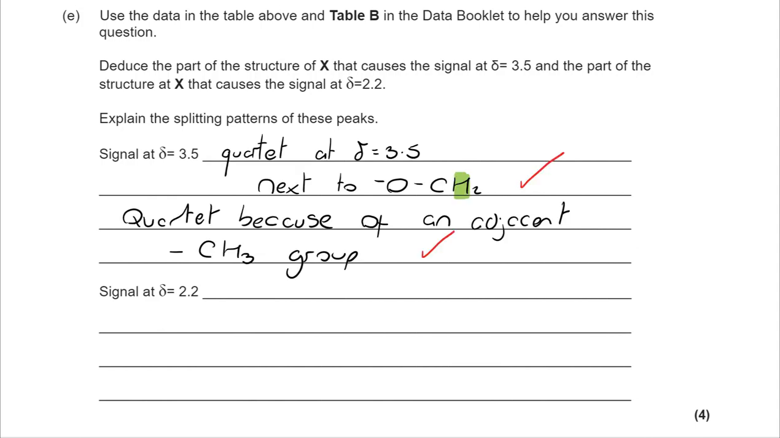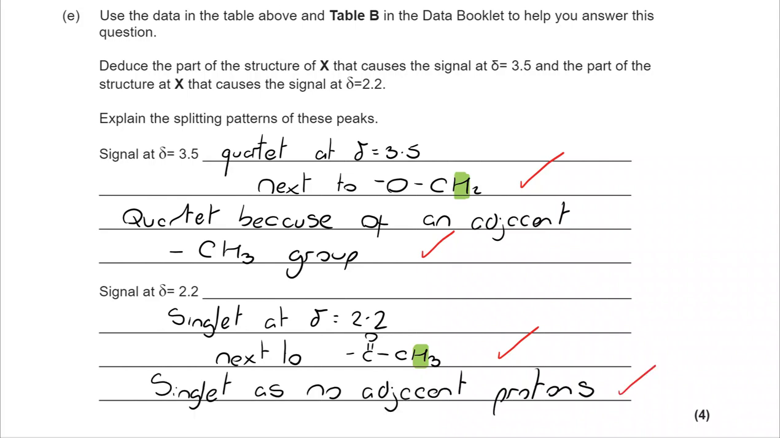At 3.5, we've got a quartet. And it's next to the OCH2. Now, it's a quartet because there is an adjacent CH3 group. If I move on to the peak at 2.2, it's a singlet at 2.2. It's next to the C=O. We can see here that we've got a singlet because it has no neighbouring non-equivalent hydrogens. And as we can see there, that's worth a mark. So singlet because there are no adjacent protons. To answer a question like this, you've got to get yourself familiar with the chemical shift tables and to be able to use them.